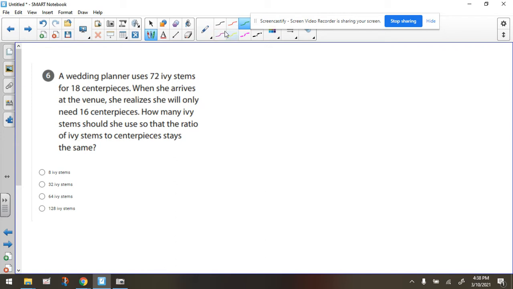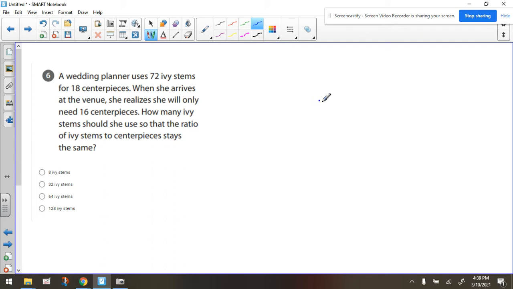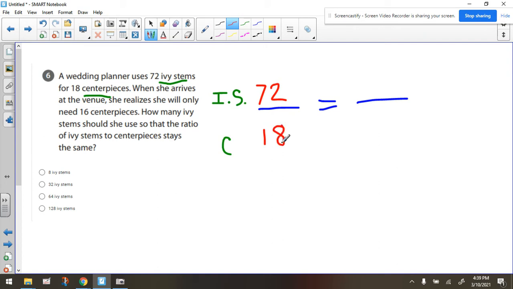All right, so again, we realize that proportional reasoning is going to be our best bet for this type of question. So let's get our proportions set up. We'd put an equal sign in our two fraction bars, and let's try to identify what those labels are going to be. So they're talking about ivy stems, and they're talking about centerpieces. So I'm just going to put IS for ivy stems, and let's put C for centerpieces. And the numbers that they give us are 72 ivy stems for 18 centerpieces. All right, so that ratio is in our proportion.